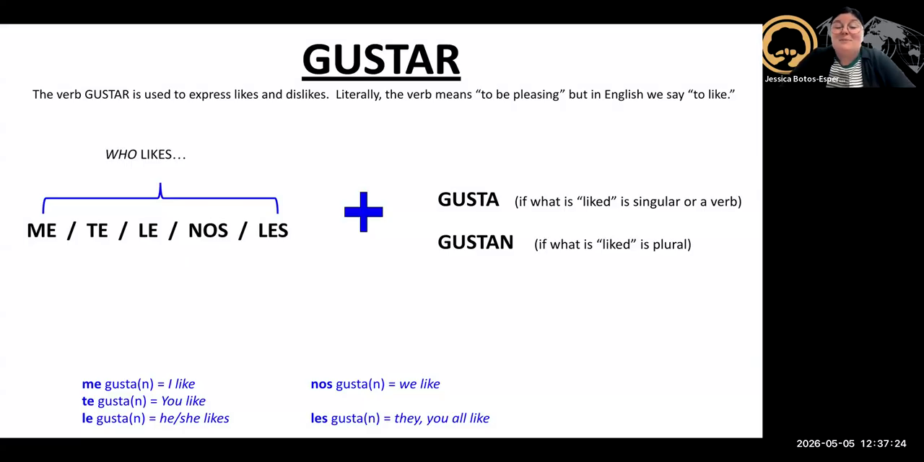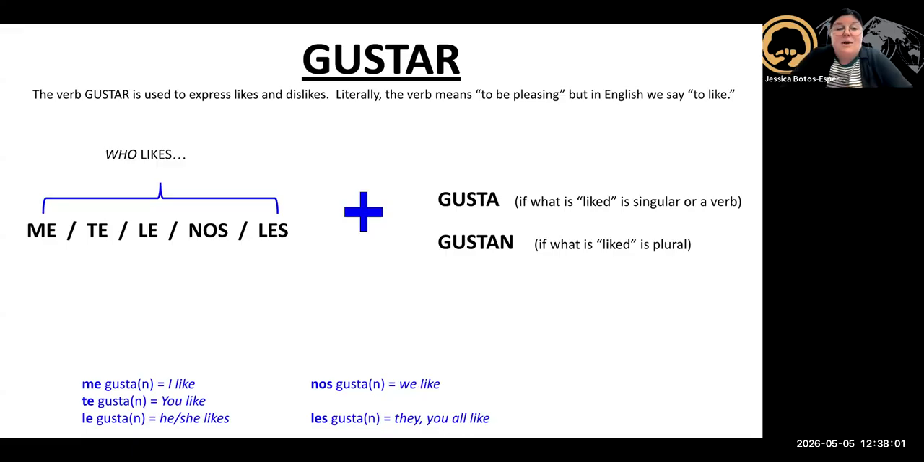Again, the verb gustar is used to express likes and dislikes, and we'll talk about dislikes in a minute. Literally, the verb gustar means to be pleasing, but in English, we say to like. So you're going to choose your a plus person: a mí, a ti, a él, a ella, a usted, whenever you want to add clarity as to who likes something. But that's optional. What's not optional is your indirect object pronoun and the verb gustar that you see on the screen.